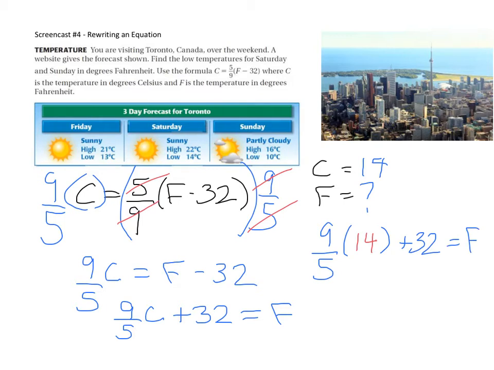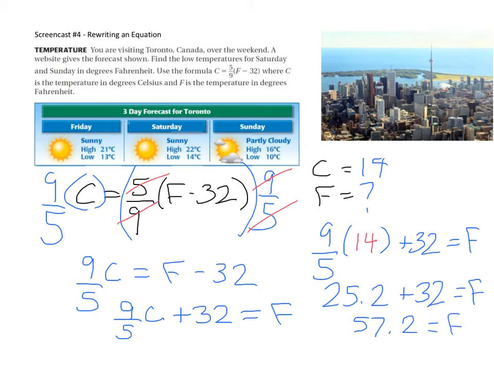All right, so we know order of operations, 9/5 times 14. Feel free to use a decimal. Is 25.2 plus 32, which is equal to F. And then one more thing, and that's 57.2 is equal to F.